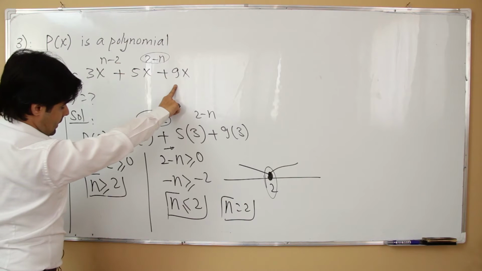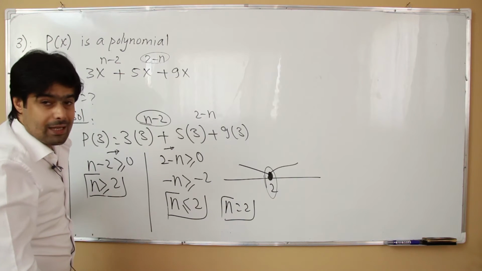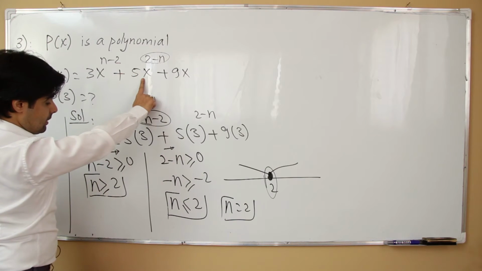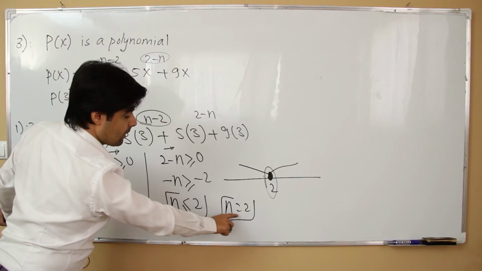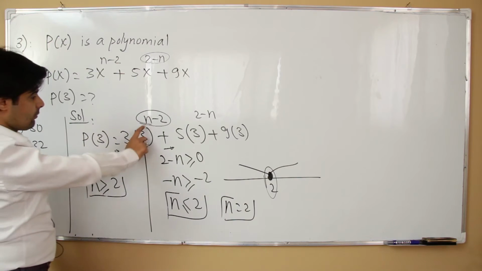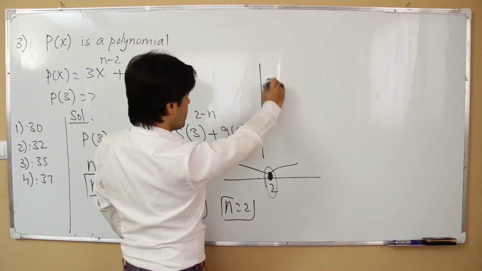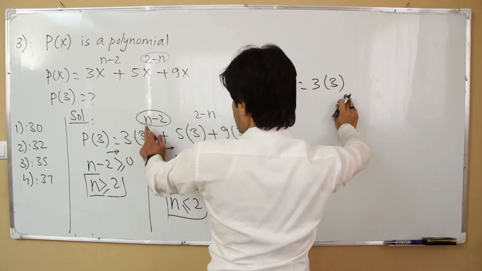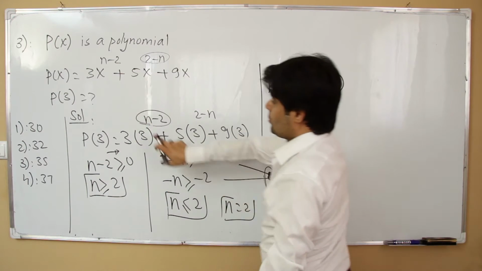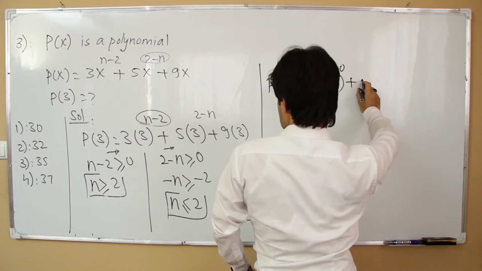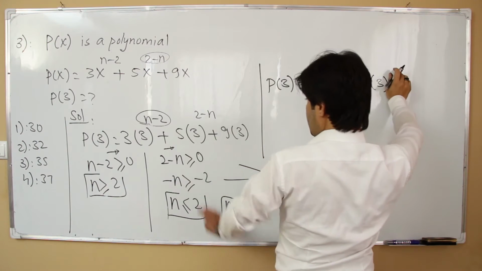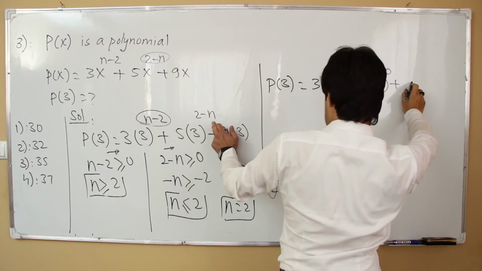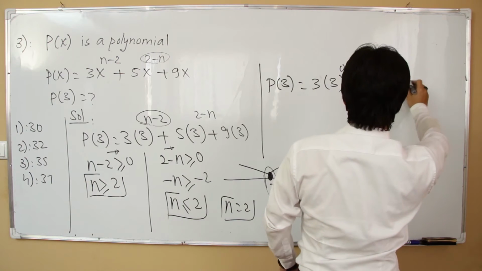If all of P(x) is a polynomial, then try to find the number which satisfies this term and also the second term. That one is n equals 2. Now instead of n you have to put 2. Then you will find P(3) is equal to 3 times 3 to the power 2 minus 2, 0, plus 5 times 3 to the power 2 minus 2, 0, plus 9 times 3, it's 27.